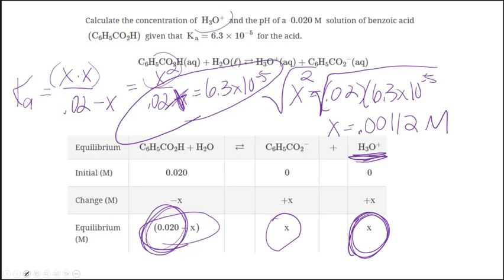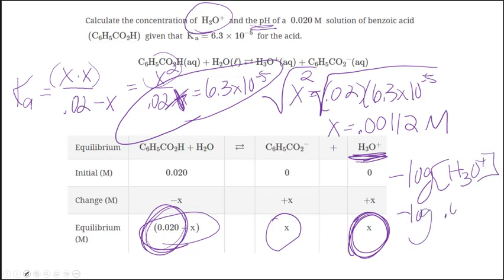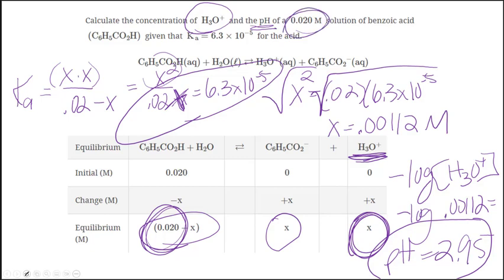Now we need to take that and let's find the pH. To find the pH, it's the negative log of that hydronium ion concentration. So the negative log of 0.00112 would give me a pH of 2.95. And because I started with 2 significant figures for my concentration, I should end with 2 significant figures for this concentration. So 0.0011, that 2 would be left off.